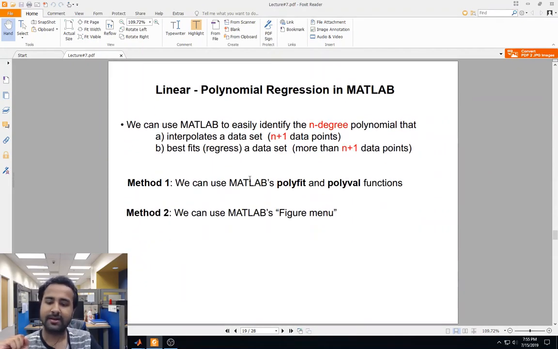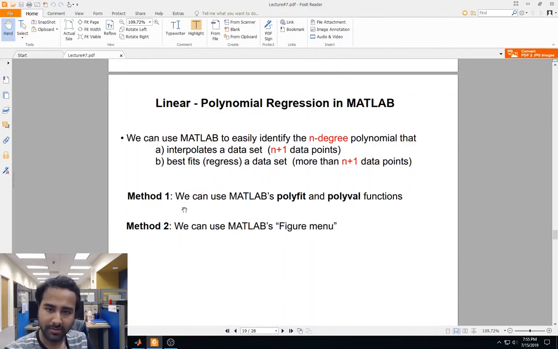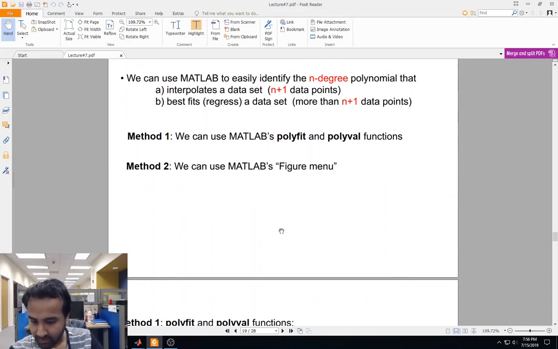So how do you actually do it in Matlab? There's 2 methods for it. We can use Matlab to easily identify the n-degree polynomial that interpolates a dataset if it's n plus 1 data points, or does a best fit if you have more than n plus 1 data points. The first method is more coding based, so you can use what's called Matlab's polyfit and polyval functions. The second method is built into Matlab's plotting, which is using Matlab's figure menu. So I'm gonna go over both.